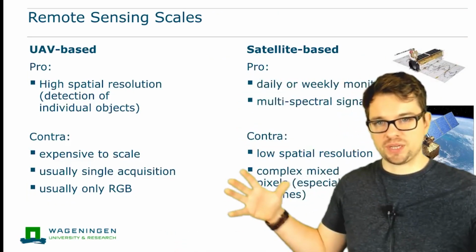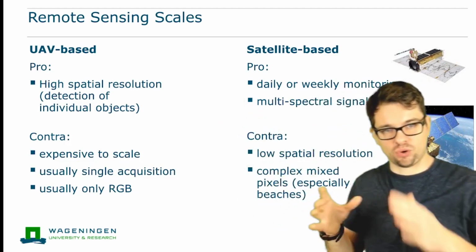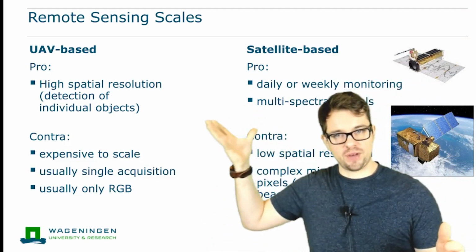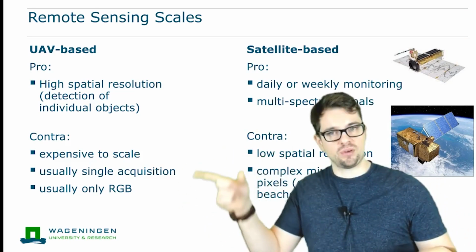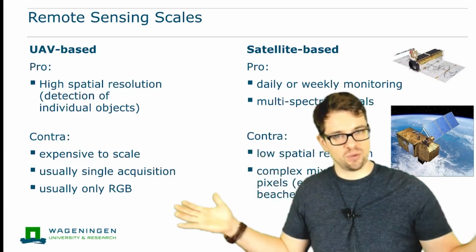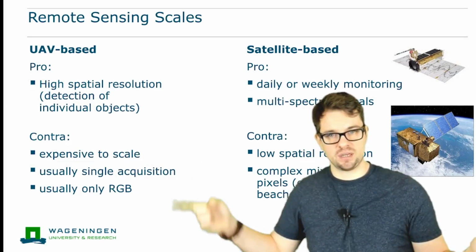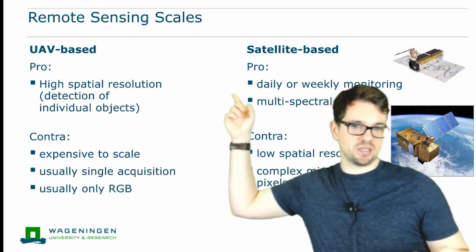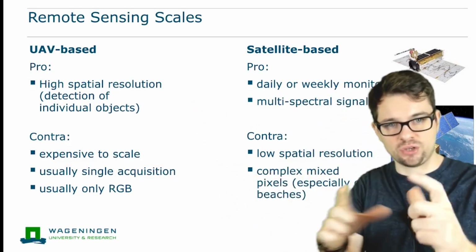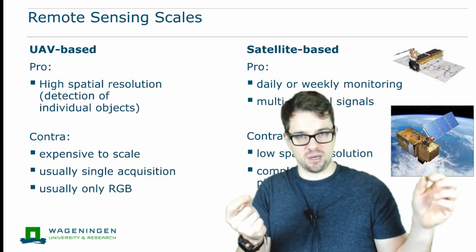So to summarize here a bit, we have the UAV side that is mainly there to support these on-ground transects. They have a high spatial resolution, so you can identify individual objects, but they're also relatively expensive to scale, at least when you want to go to a national or continental scale. They usually have a single image acquisition and often only RGB, which is not that bad because at this resolution you can mainly look at the geometry of objects to do object detection rather than spectral analysis.